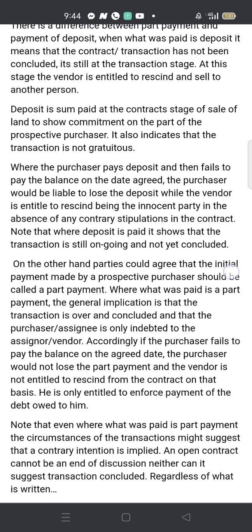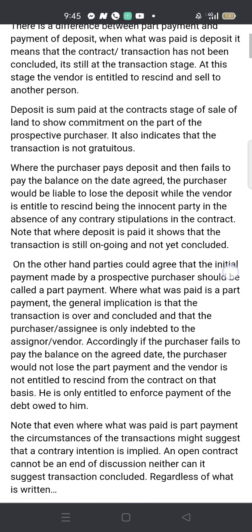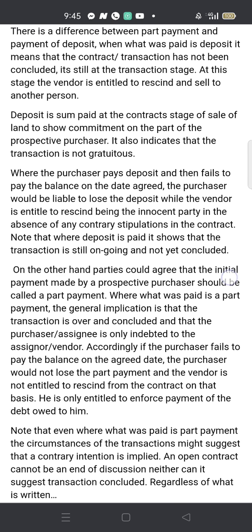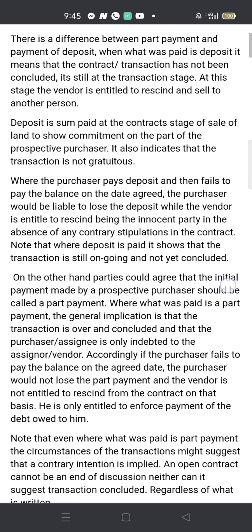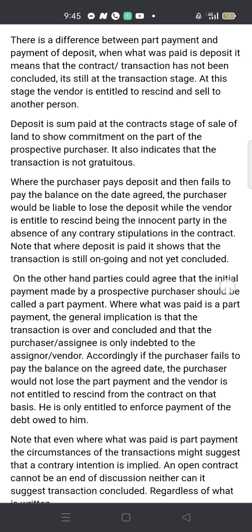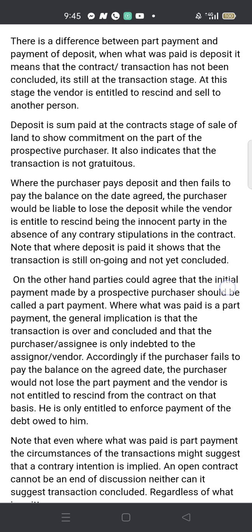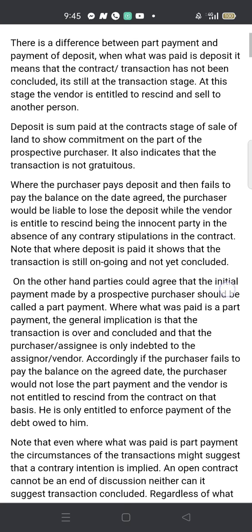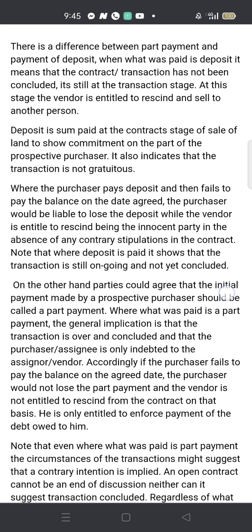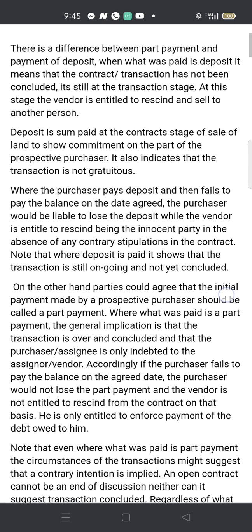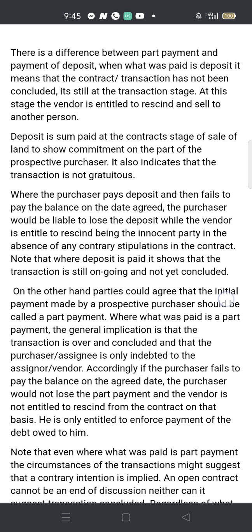So, what we are trying to say here is that in sale of land, there are two kinds of payments. If the purchaser does not make a complete payment for the land he wants to purchase, there are two kinds of payments he can make. He can make a deposit, he can make part payment. So what I've just read talks about deposits, and when a purchaser pays deposits, there is an implication attached to it in law. So when a purchaser makes a deposit and agrees to pay the balance on an agreed date, what happens is that the transaction is still ongoing.